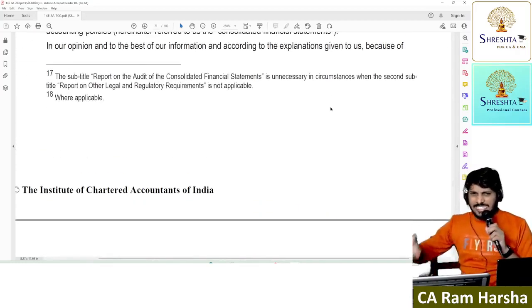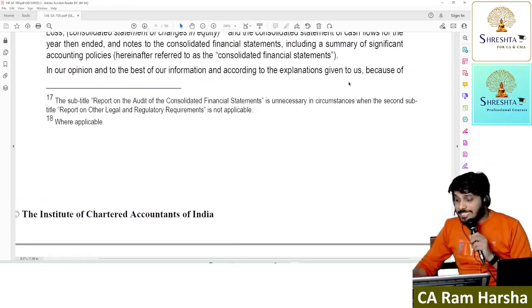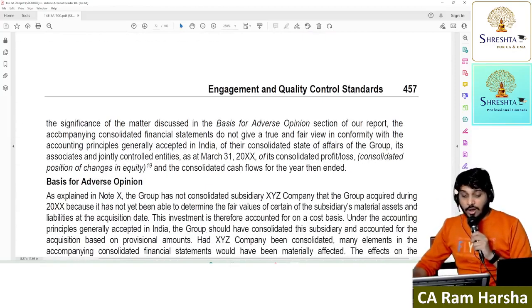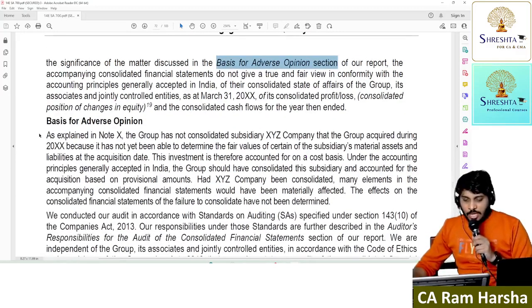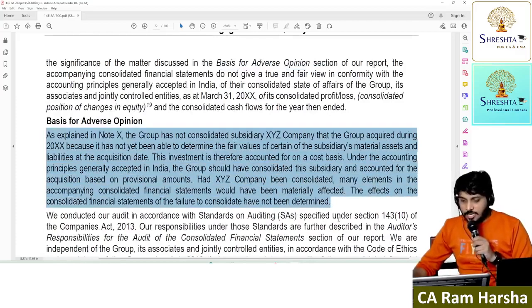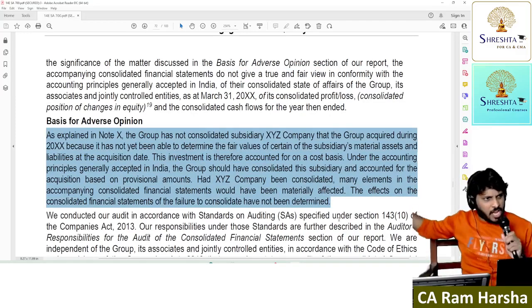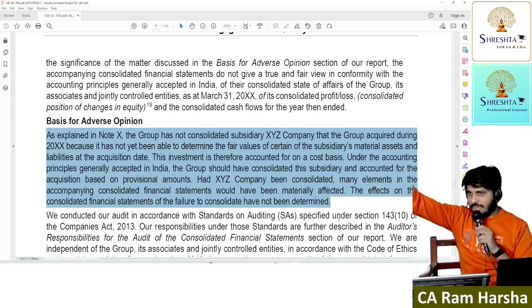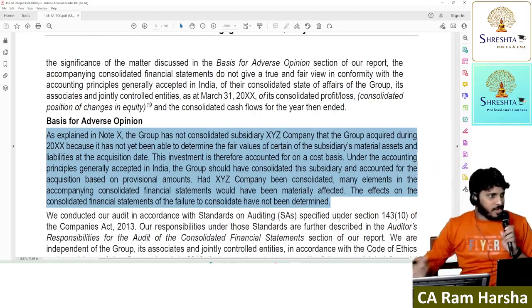We are straight away saying they do not give a true and fair view. Are we giving any exceptions, or completely not true and fair? So the word except will not come here. Here it will come because of the significance of the matter discussed in the basis for adverse opinion section below. Here it is mentioned why the auditor gave an adverse opinion. Because of its significance, we are saying the aforesaid financials do not present a true and fair view.